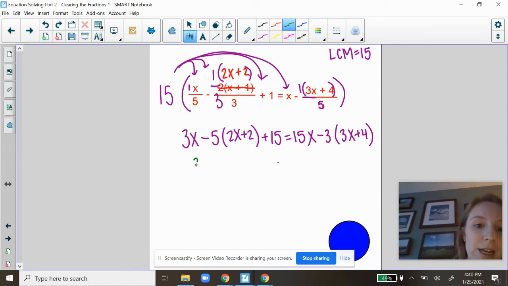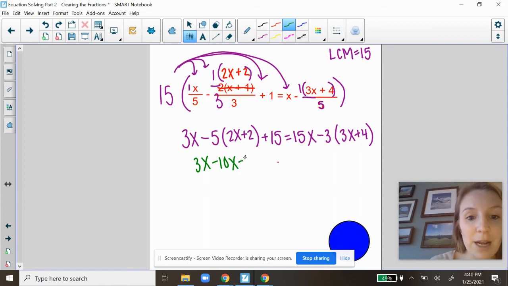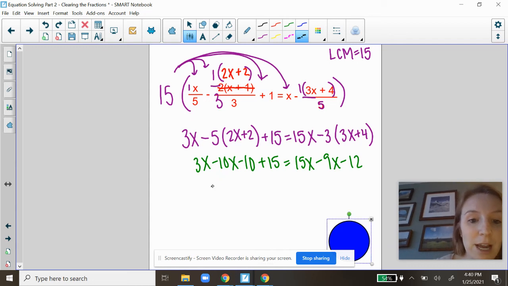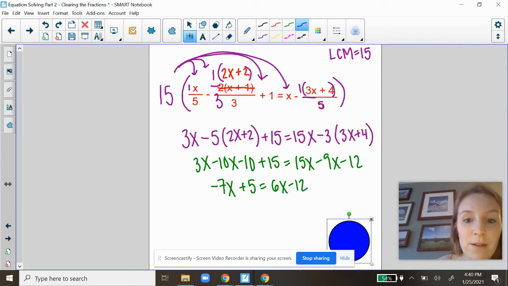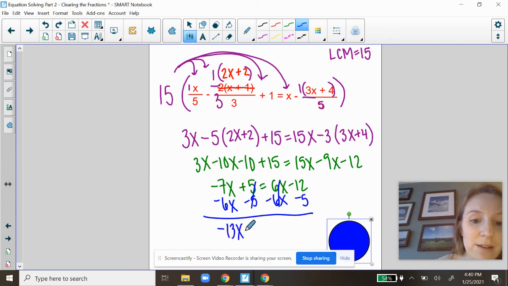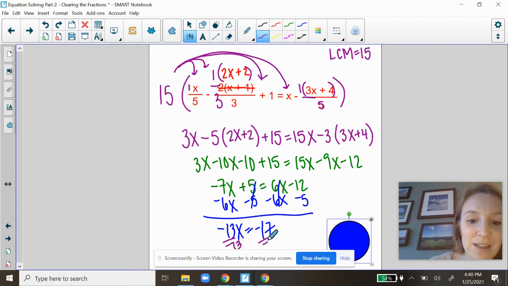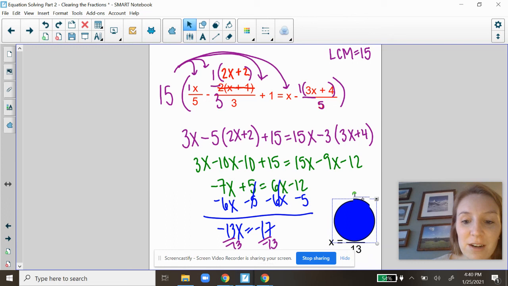So I'm going to end up with 3x minus 10x minus 10 plus 15 equals 15x minus 9x minus 12. When I go and combine my like terms on each side, I'm going to end up with negative 7x plus 5 equals 6x minus 12. I'm going to combine things on each side of the equation. So I should end up here with negative 13x equals negative 17. And you're going to divide by 13. Oops, boy. Divide by negative 13 on both sides. And we should get, let's see, 17 thirds. There we go.